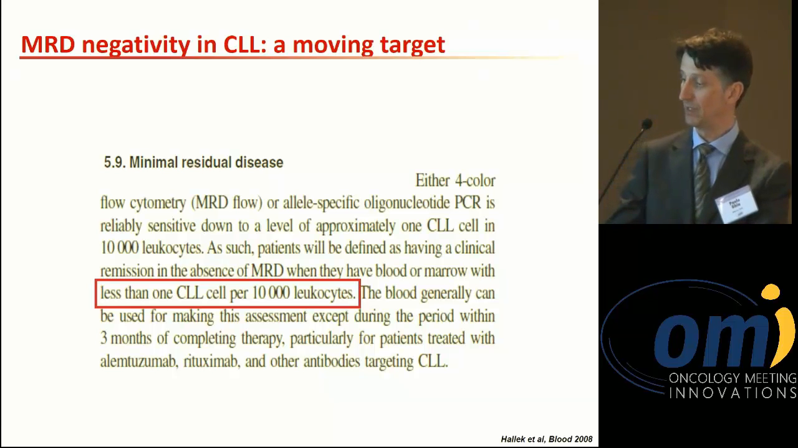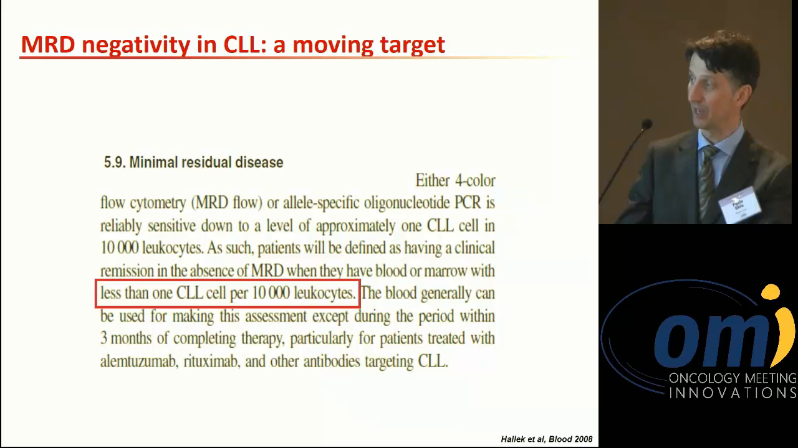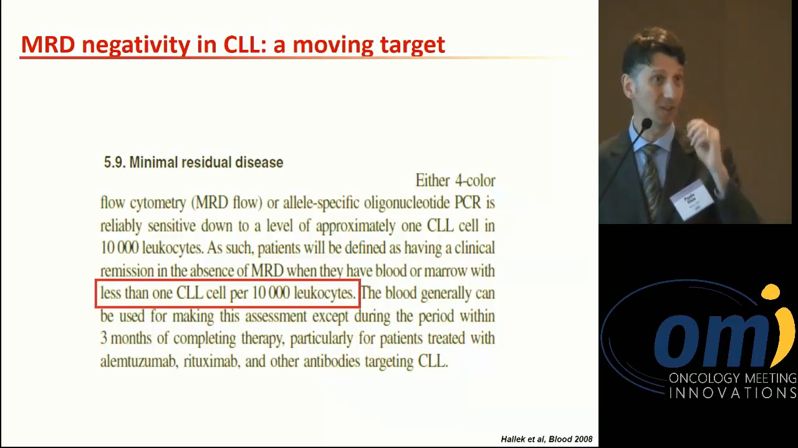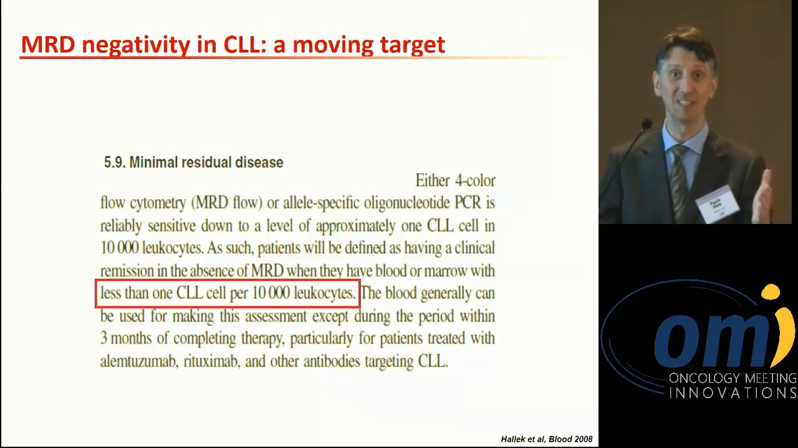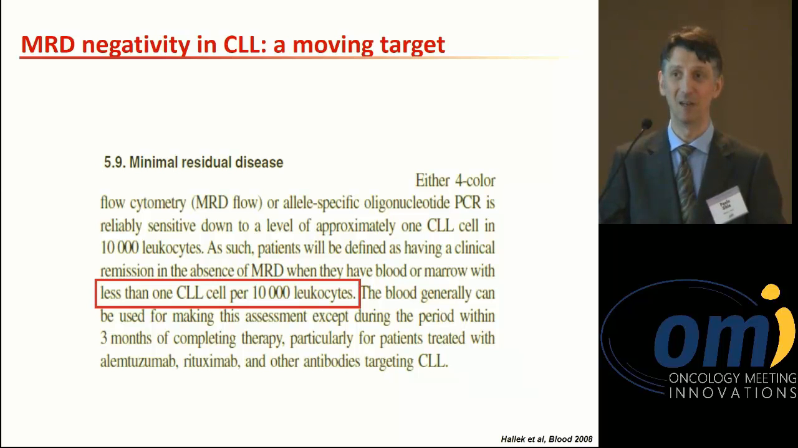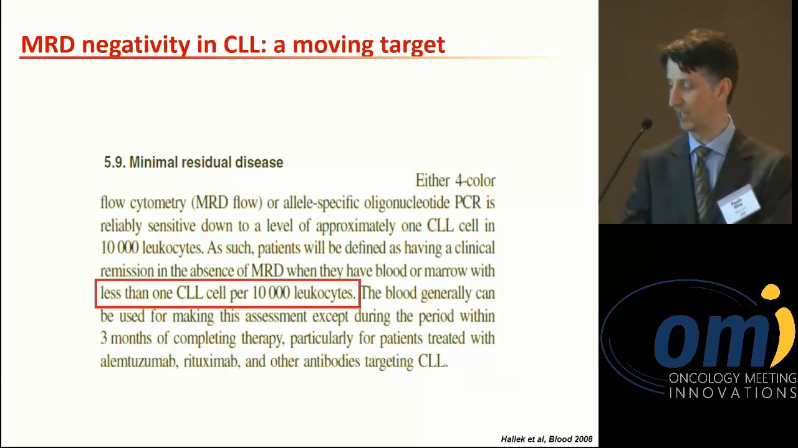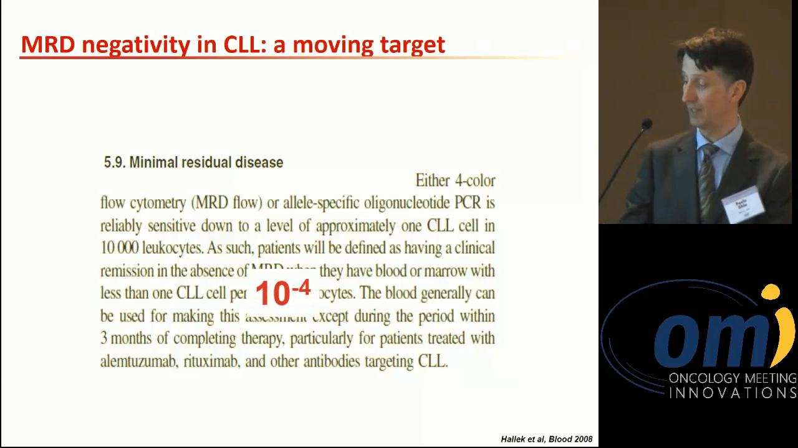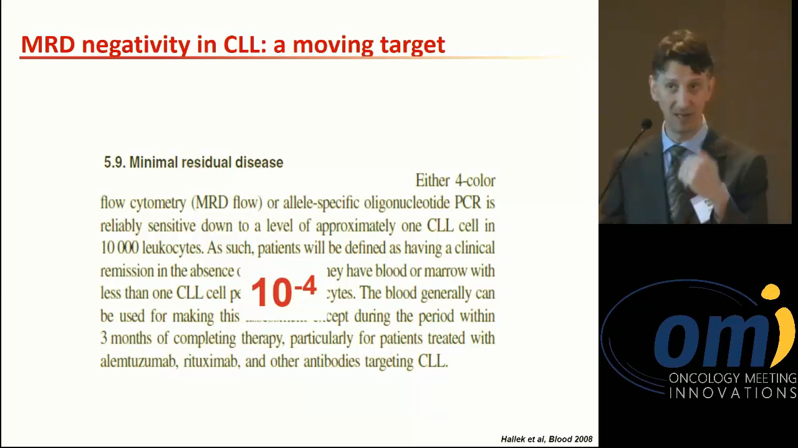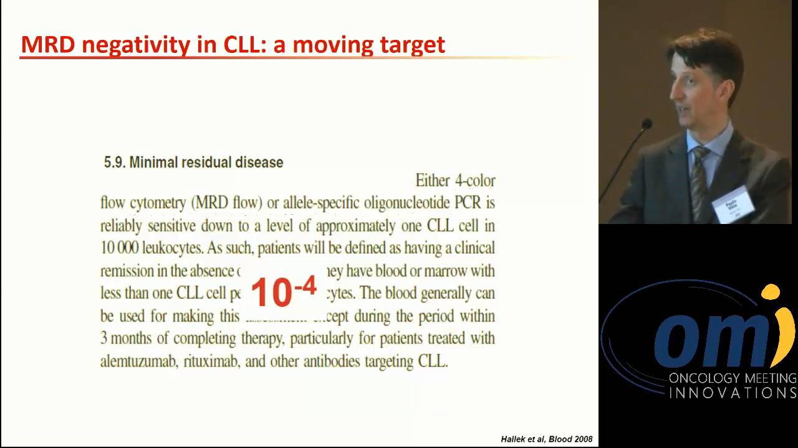At the moment, we can reliably assess if there is one cell per 10,000. Below that, we are not able to see anything. So if we don't see anything, we don't know if it's because there is nothing, or because we are simply not able. So this is the limit at the moment, 10 to the minus 4, 1 in 10,000 lymphocytes.